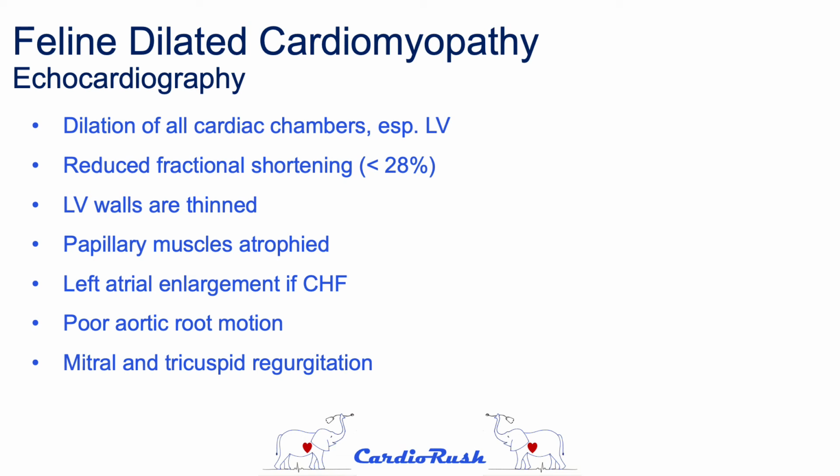Echocardiographic findings are classic for dilated cardiomyopathy with dilation of all 4 chambers, but especially the left ventricle, reduced fractional shortening and reduced ejection fraction. The papillary muscles are atrophied. The left atrium is often enlarged if there's congestive heart failure, and we may see secondary mitral and tricuspid regurgitation.